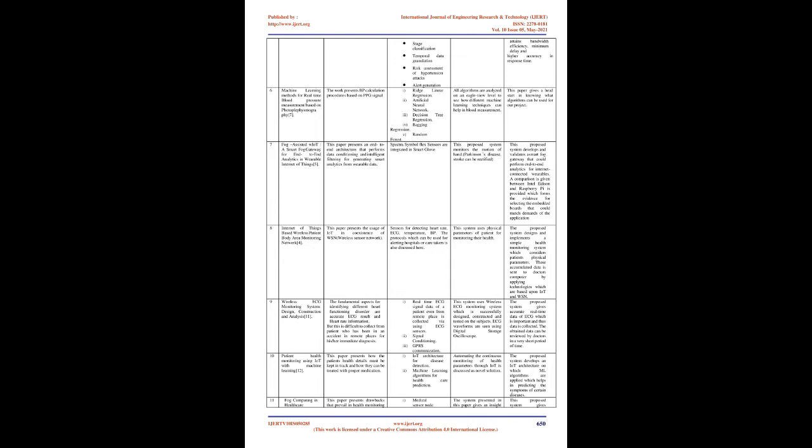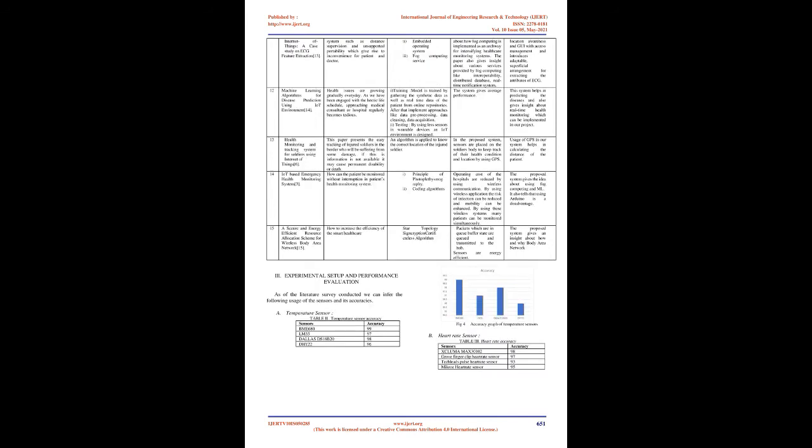6. Internet of Things-based wireless patient body area monitoring network. This paper presents the usage of IoT in coexistence with WSN, wireless sensor network. Sensors for detecting heart rate, ECG, temperature, BP. The protocols which can be used for alerting hospitals or caretakers are also discussed here. This system uses physical parameters of the patient for monitoring their health. The proposed system designs and implements a simple health monitoring system which considers patients' physical parameters.